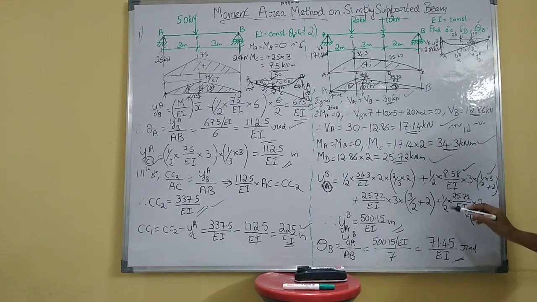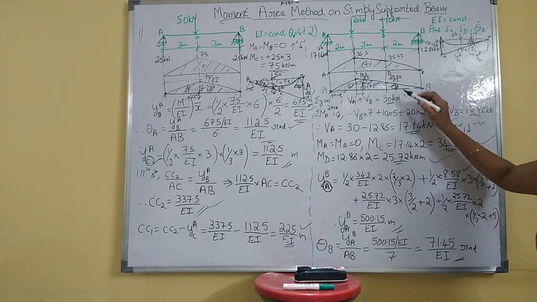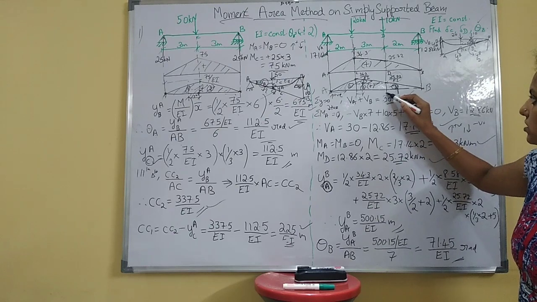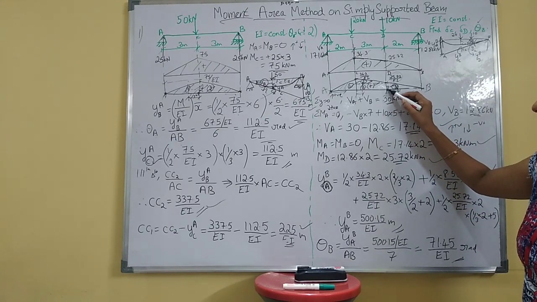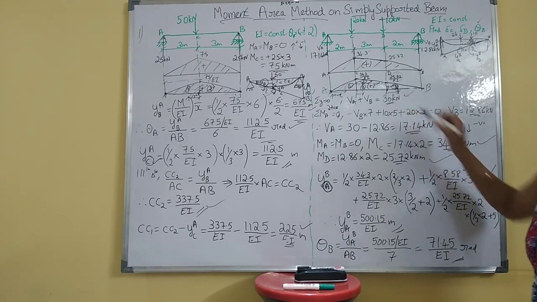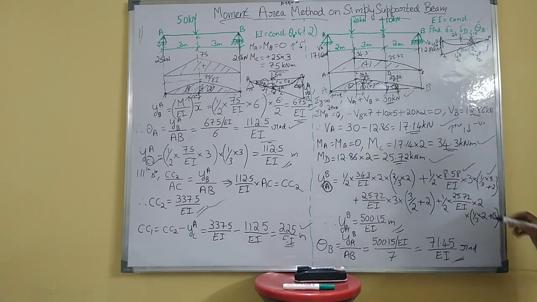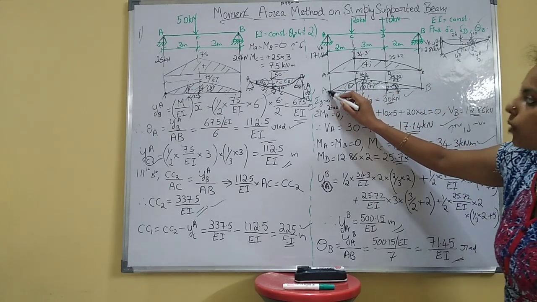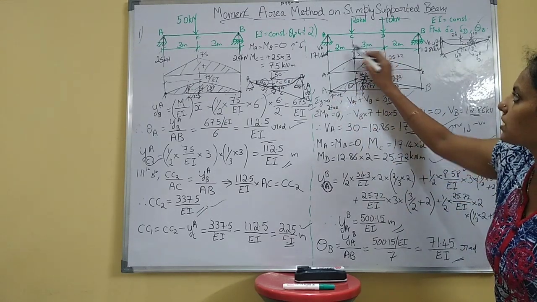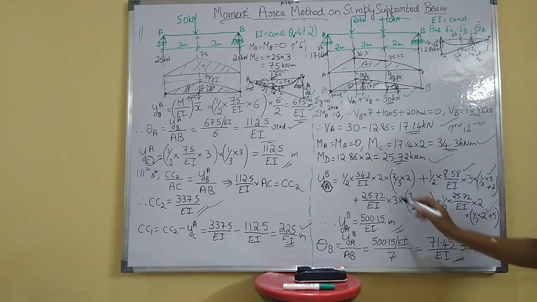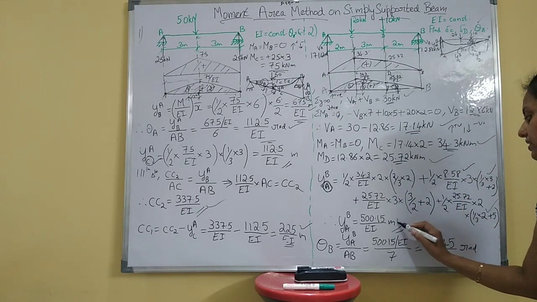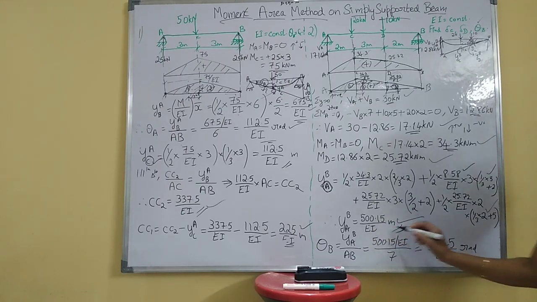Again the last region is half into this height into distance 2, and x bar is here, this is your x bar up to here, that is nothing but near the 90 degrees you have 1/3 of 2, plus you have to consider up to point A, that is 3 plus 2, that is 5. Just substitute or calculate and get the value, that is 500.15 by EI meter.